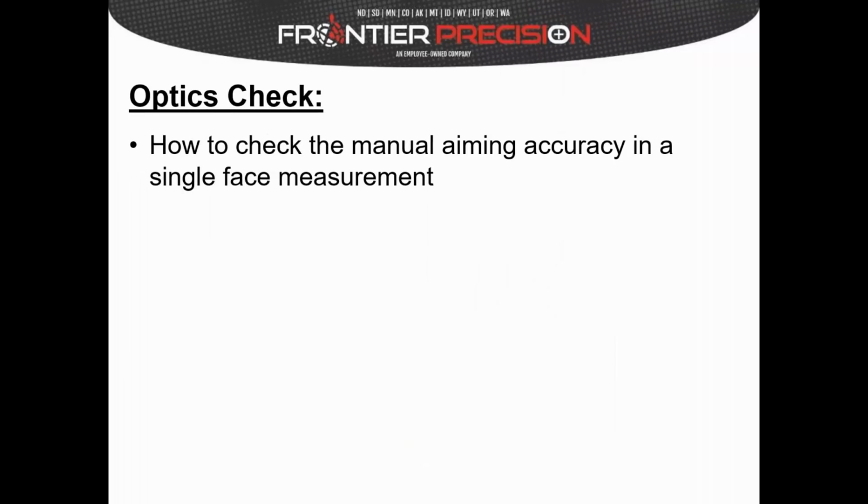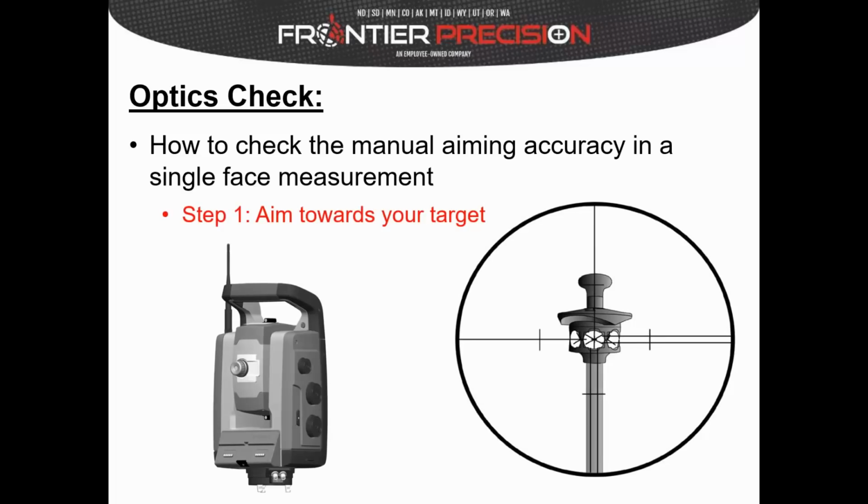The next one is an optics check. This is how we're going to check our manual aiming accuracy in a single face measurement. What we're going to do is turn auto lock off, and manually aim the gun with the dials to the center of our glass or our target.